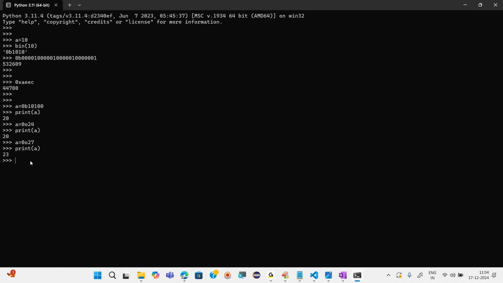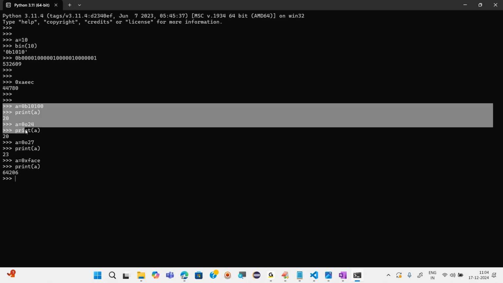Similarly, if I say A is equal to 0xFACE, I'll explain how you can check this, and how we are getting all this data. If I print A, 64206 is the answer for the FACE low level data. And what is the high level data? 64206. Did you understand? But what is the purpose of this? That I will also explain.